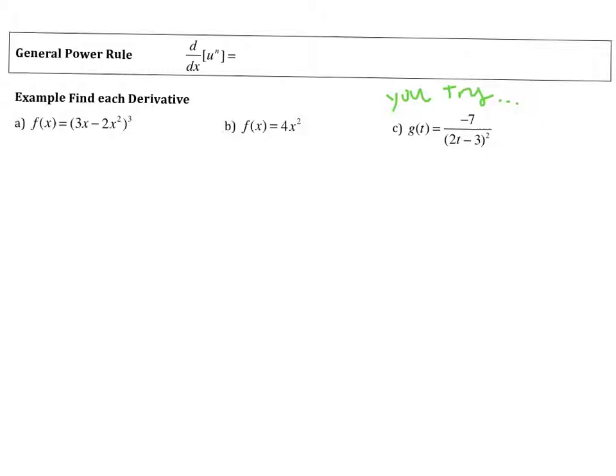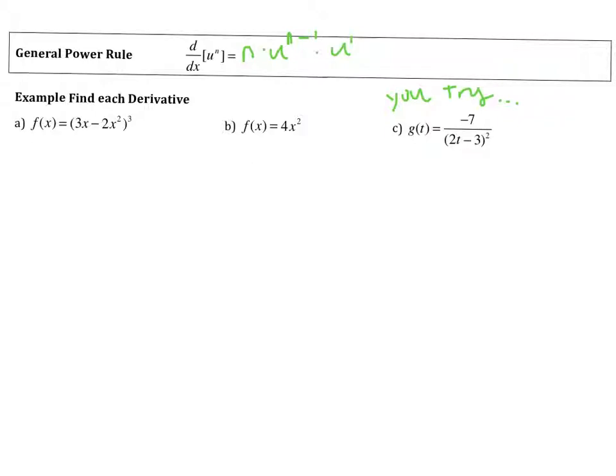Okay, you've got this general power rule that we used before, and now we're going to see how you were actually doing it the whole time. It's just now it's going to look a little different because we're going to be doing the chain rule with the power rule. So what you're going to do is simply n times u raised to the n minus 1 and then times the derivative of u.